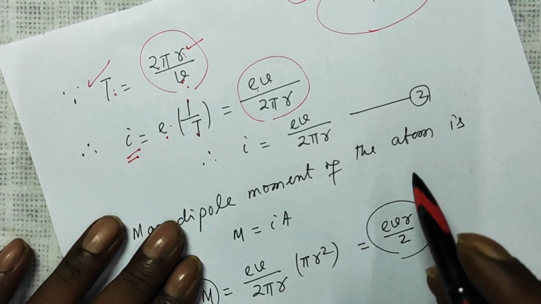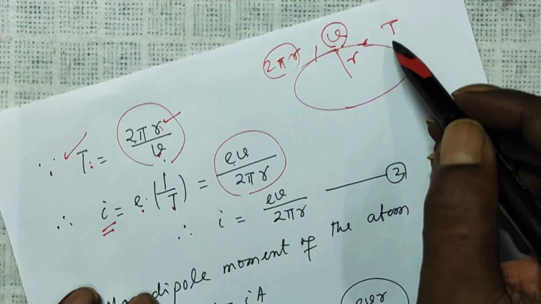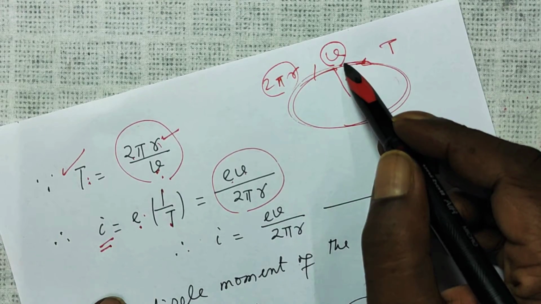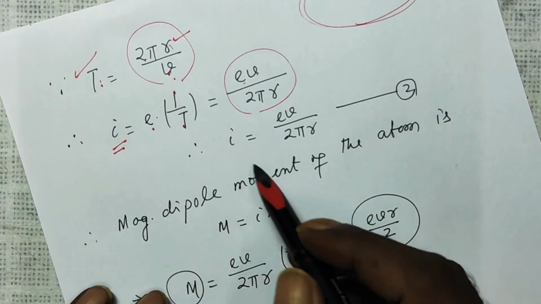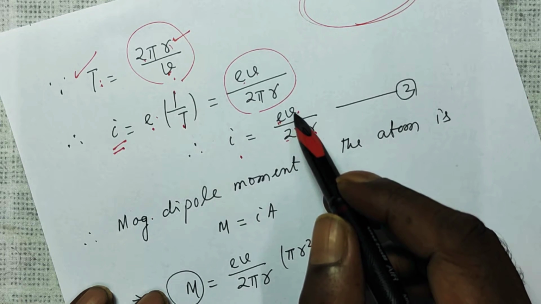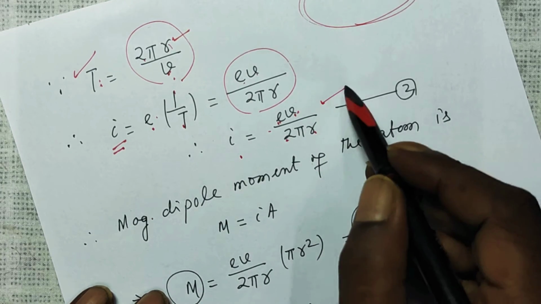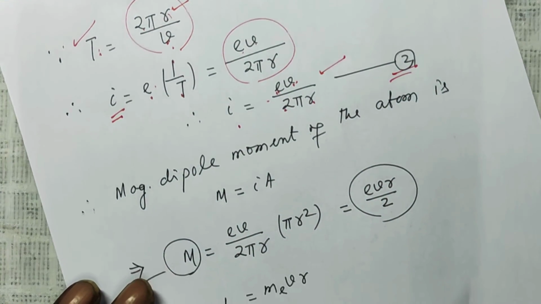So when that electron is taking time t to complete one revolution, the current associated, I, is equal to ev over 2 pi r. Charge of the electron, its speed, divided by the total path traveled, that is 2 pi r. Make it equation 2.